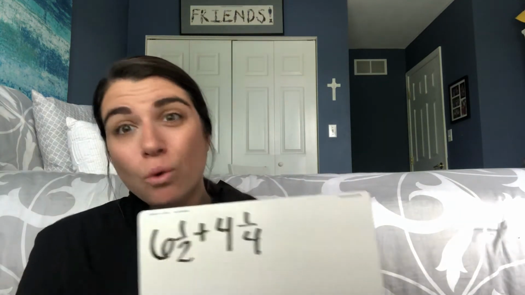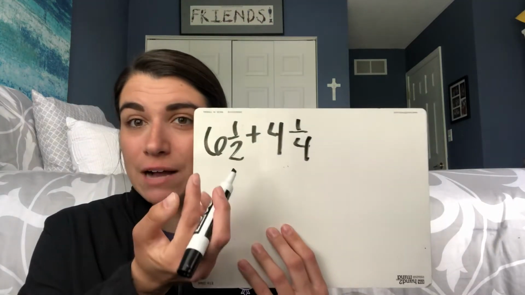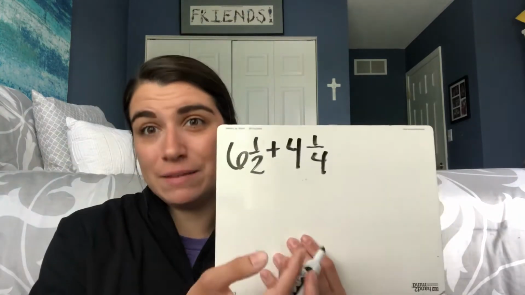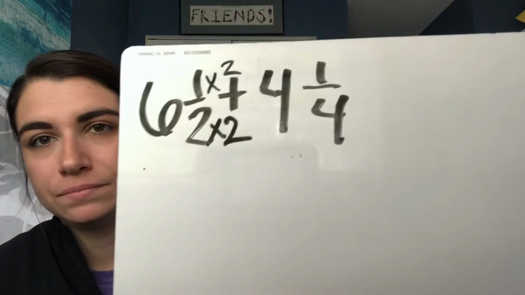Alright, when we have different denominators, remember you have to change the denominators to be the same. So you have to use your skills from yesterday and find equivalent fractions, so that one has the same denominator as the other, or you have to change both of them. So already I can see what I can change here to make my denominator the same as the fourths, because I know that 2 can be multiplied by something to get 4. So I'm going to change the 1/2 to fourths. I'm going to take 1/2 and times it by 2 on the top and the bottom, and I'm going to get 6 2/4 plus 4 1/4.